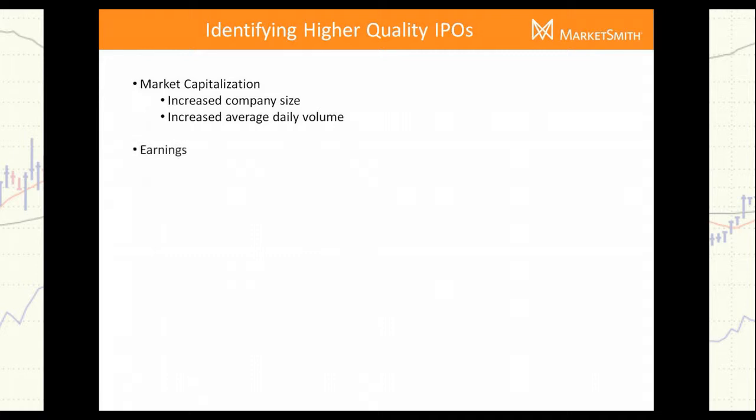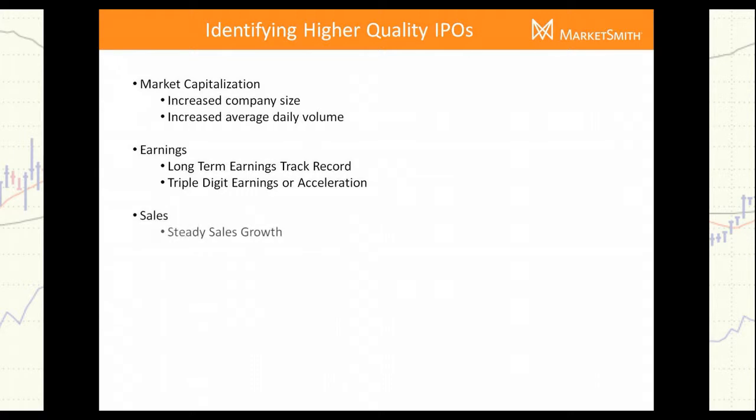Another criterion I'm going to use is earnings. I'm looking for companies that have a long-term earnings track record, ones that are not just stable, but have triple-digit earnings or acceleration in the most recent 2, 3, or 4 quarters. Along with earnings comes sales, and it's the same exact thing. You want steady sales growth as well as triple-digit sales or acceleration within the last few quarters.